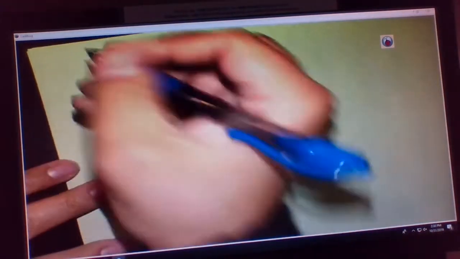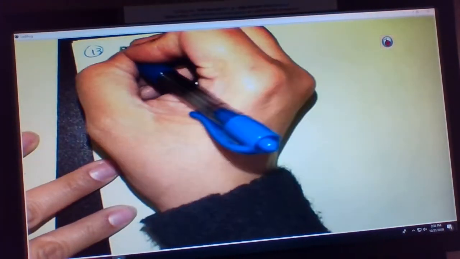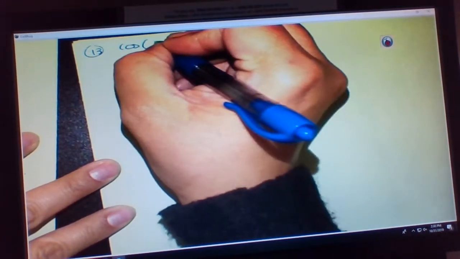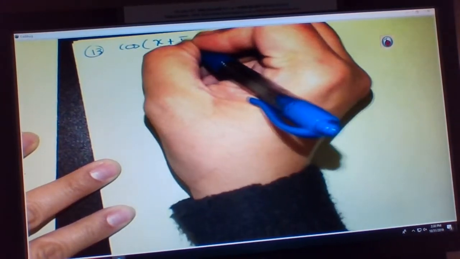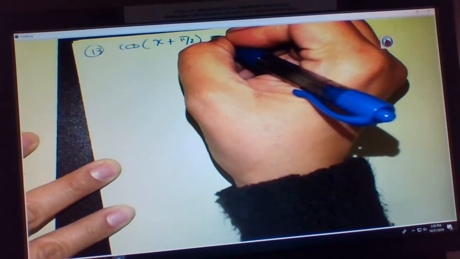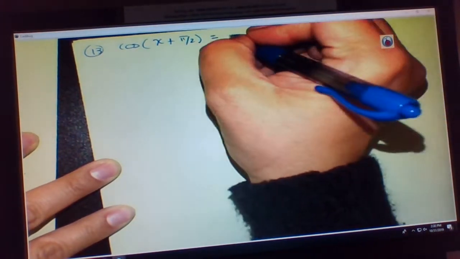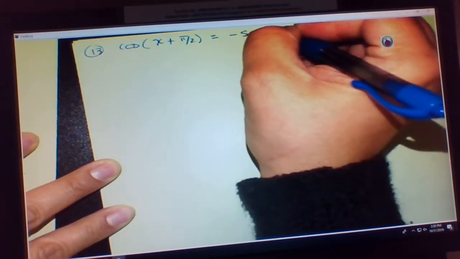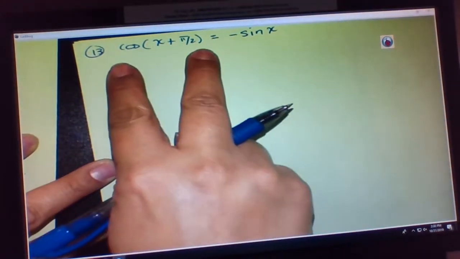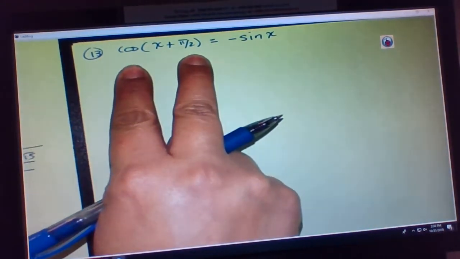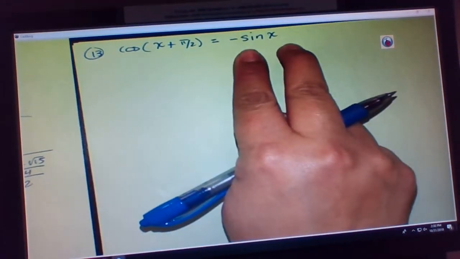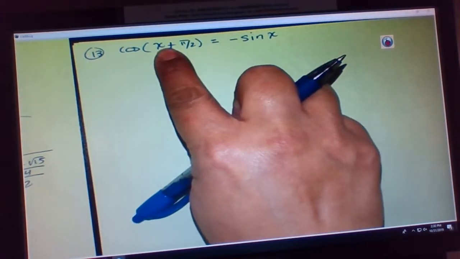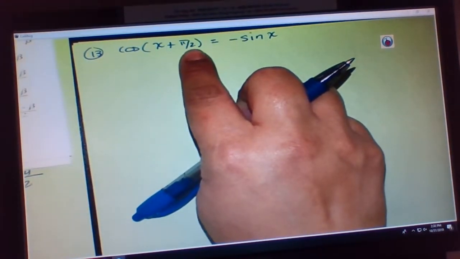One last problem for 7.5, which is problem number 13. And this one's an easy one. Cosine of x plus pi over 2. And I need to make sure that this equals sine of x. So I need to do something with the sum of the cosines, and somehow it has to equal that, knowing that my two angles are x and pi over 2.